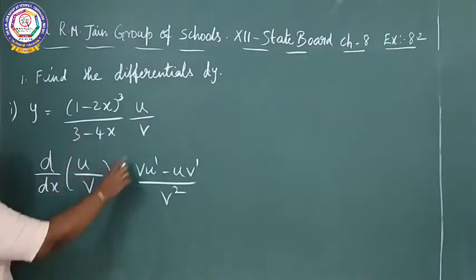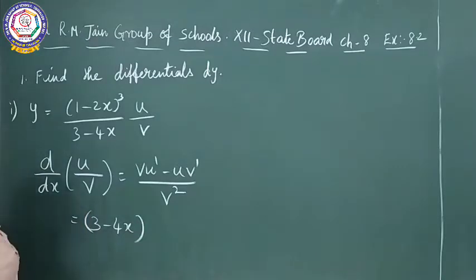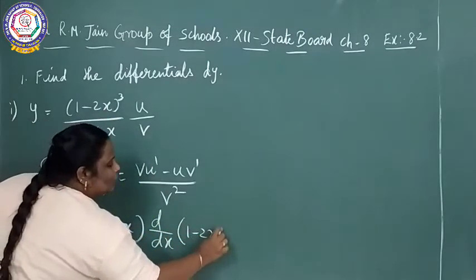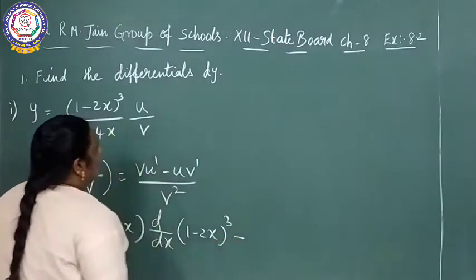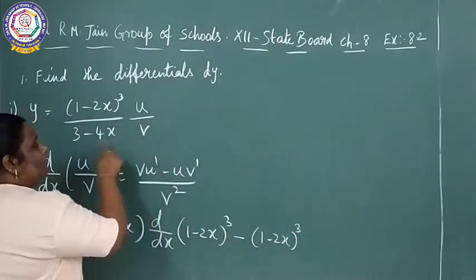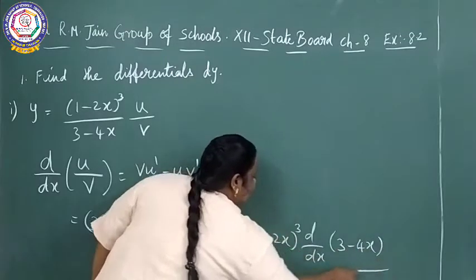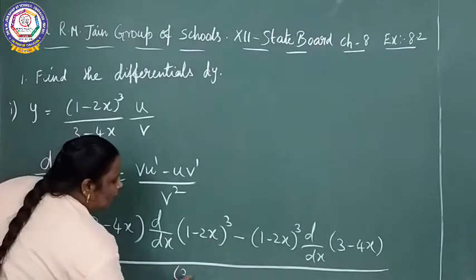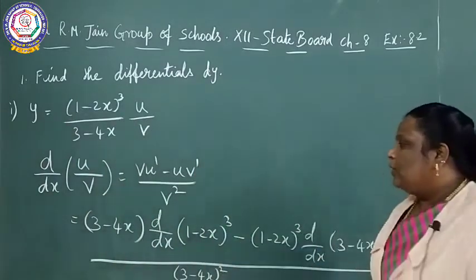So, now we move on to the sum. What is v? v is 3 minus 4x. u dash, you will write like this: d by dx of (1 minus 2x) the whole cube, minus u, that is (1 minus 2x) the whole cube, into v dash, d by dx of (3 minus 4x), whole divided by (3 minus 4x) the whole square.